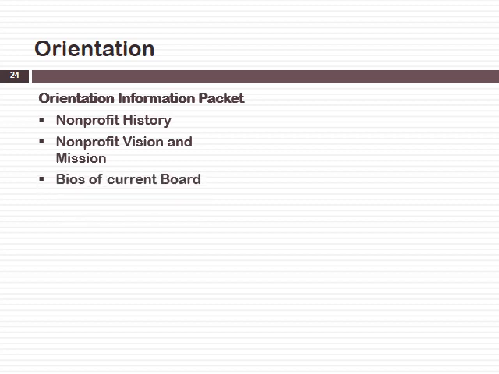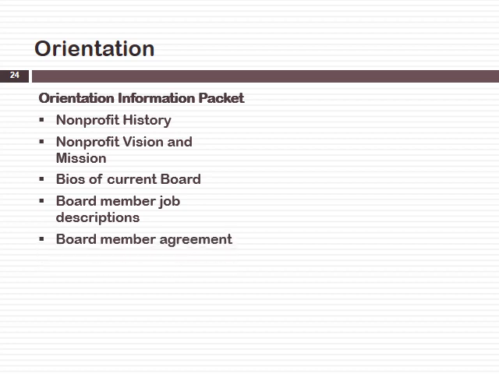Include biographies of the current board members, so they can have an understanding of who the current board members are. What are their backgrounds? What are their educational experiences, work experiences, professional experiences? Board member job descriptions. Not the current board members, but what do they do on the board? Provide a description of that. Board member agreement. Make sure there's an agreement within the board orientation packet so that they can look at what they are agreeing to do as members of the board.